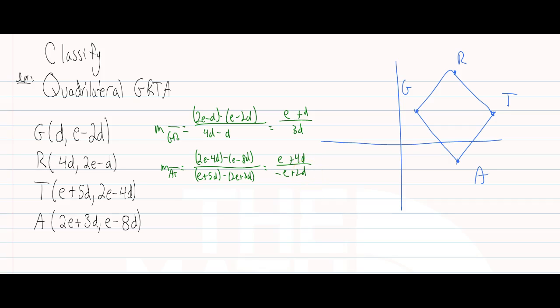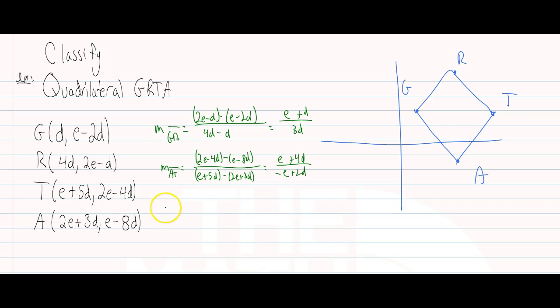So GR and AT do not have the same slopes. So already right now I know this is not going to be anything in the parallelogram family. Those two segments do not have the same slope. So it cannot be a parallelogram, it cannot be a rhombus, it can't be a rectangle, it can't be a square, it can't be any of those.